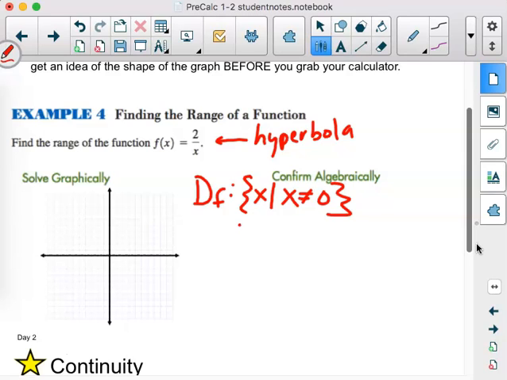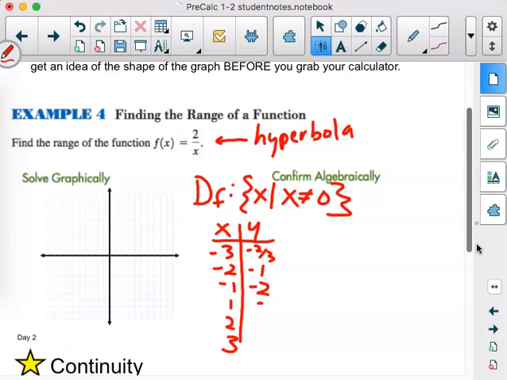Because we can't divide by 0. So I would just make a table to remind myself of hyperbolas and how they work, do a few of the negative values. Not going to put 0 in my table. I just got done saying that is a restriction on the domain. And then see what happens. So if we put a negative 3 down there, we'll have a negative 2/3. If we put a negative 2 in there, we get negative 1. And if we put negative 1 in there, we get negative 2. So that's going to give us one branch of our graph.